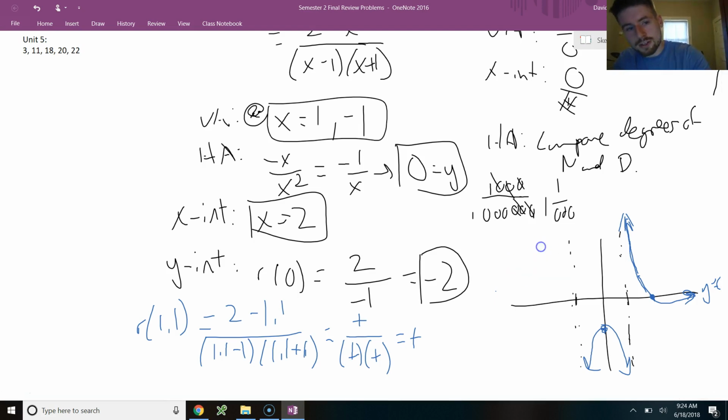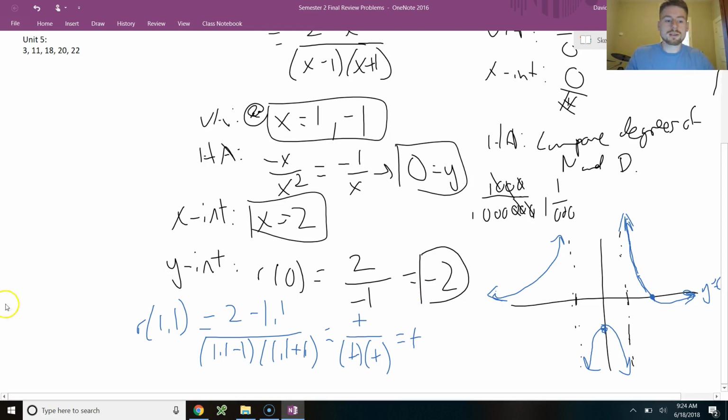Sketch in the function up here. And that's about as good as you need it. You've got your x-intercepts, you've got your y-intercept, you've got your vertical asymptotes, your horizontal asymptote, and you've got the right places for where the function is. Okay, so that's question number 2.